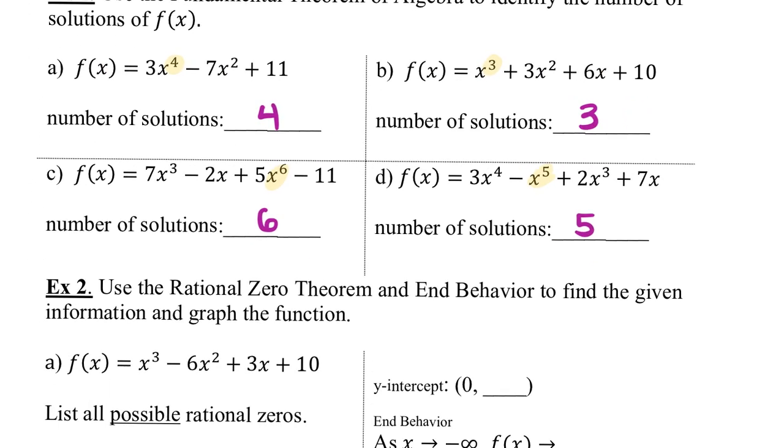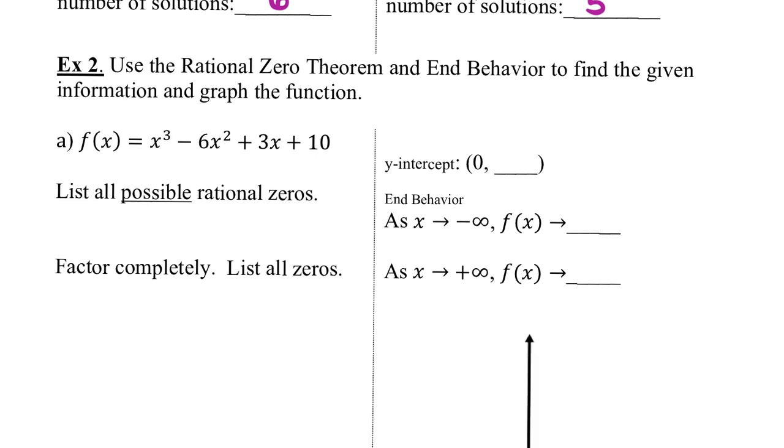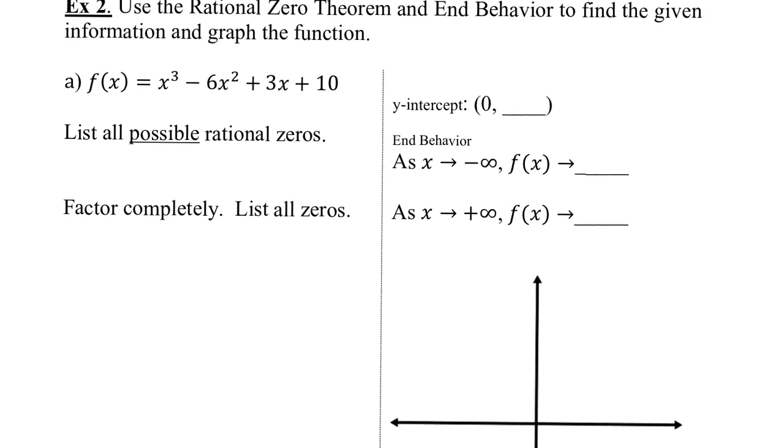Okay, for the next example, we're just going to put together all the information we know from this chapter to make a graph for a polynomial function. We're going to use the rational zero theorem, the end behavior, and then we're going to make a good sketch of the graph. Okay, the first function is f of x equals x cubed minus 6x squared plus 3x plus 10. The first hint is to list all possible rational zeros.